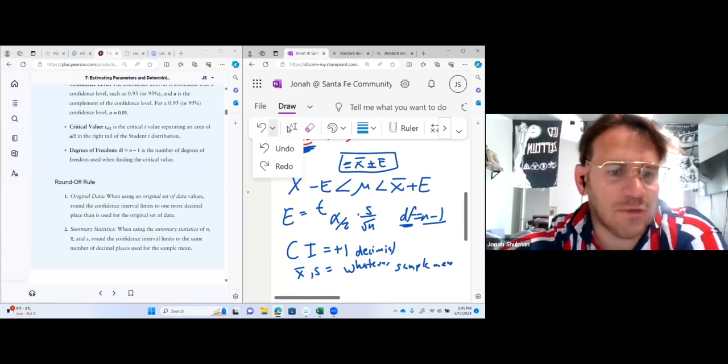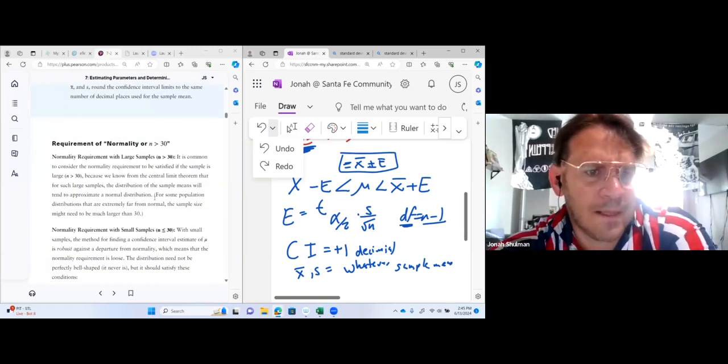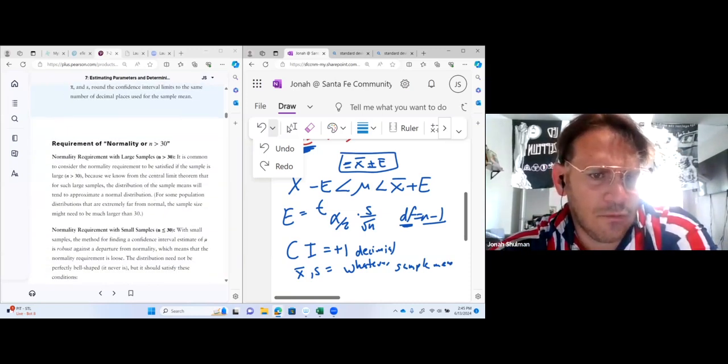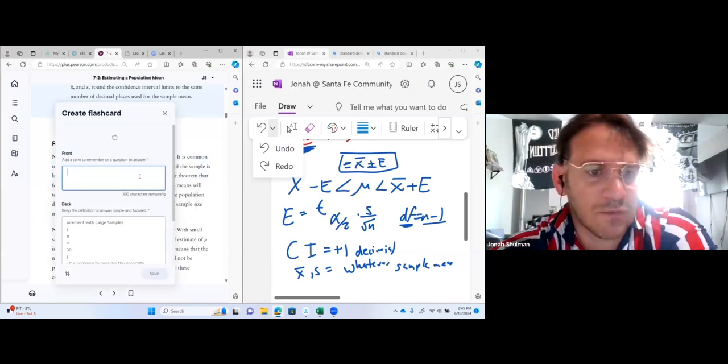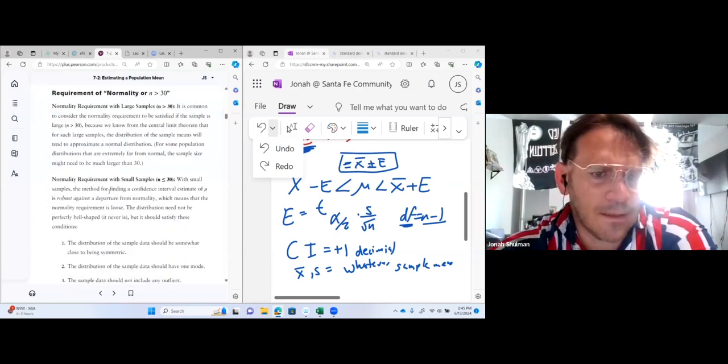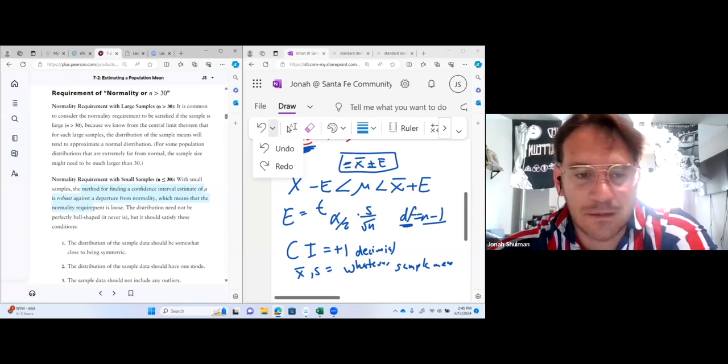That's going to be the same thing for decimals. All right. With large samples, it's common to consider normality to be satisfied. So as long as we have more than 30, because of the central limit theorem, we don't have to do anything else. With small samples, we have to make sure it's bell curved. If it's not bell curved, we can't use it.